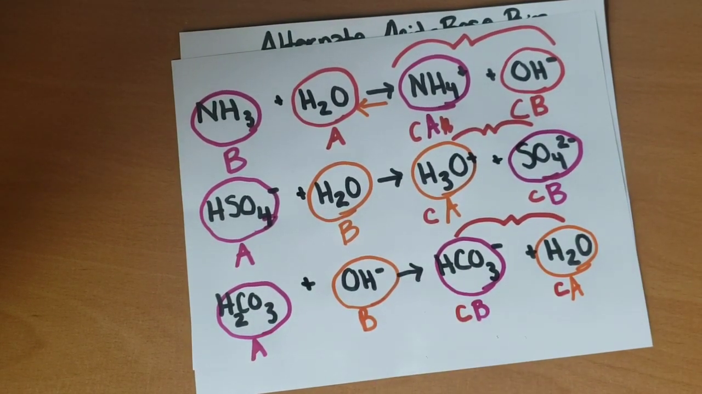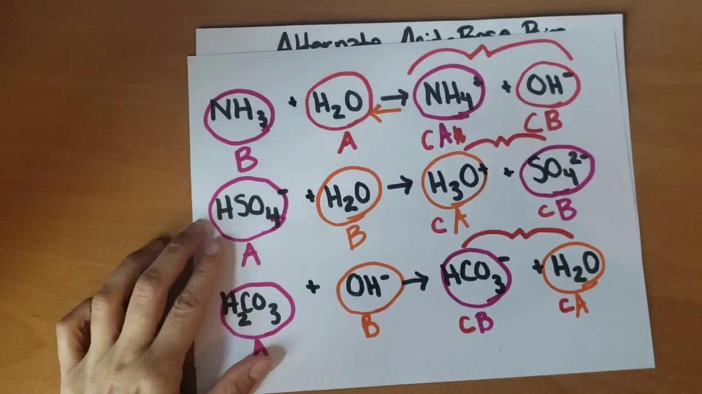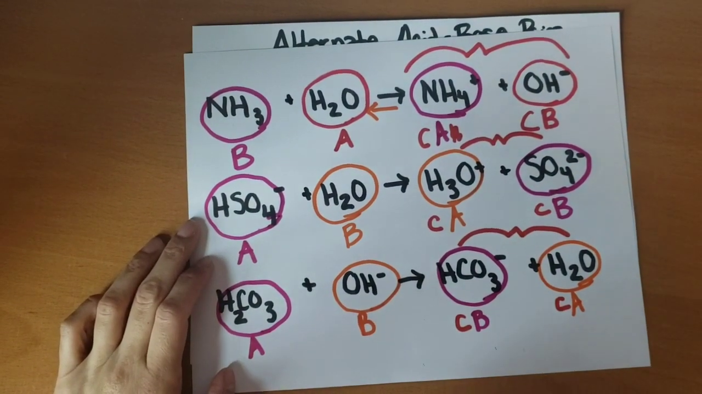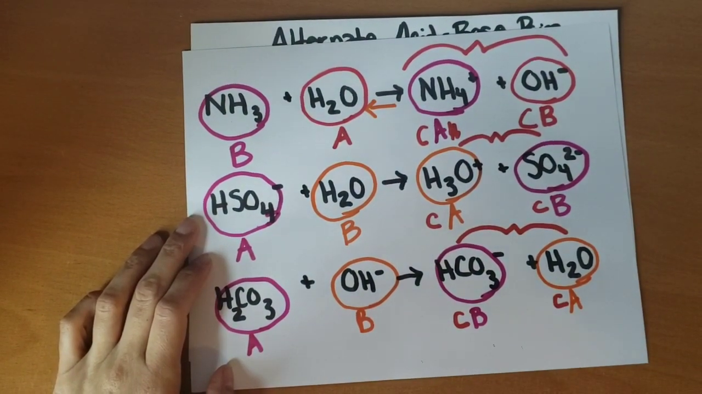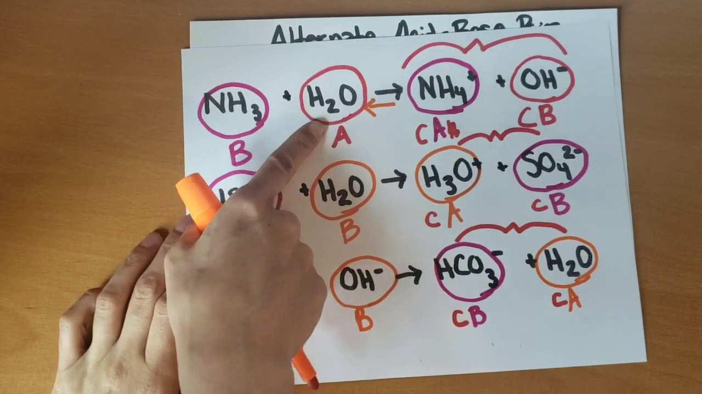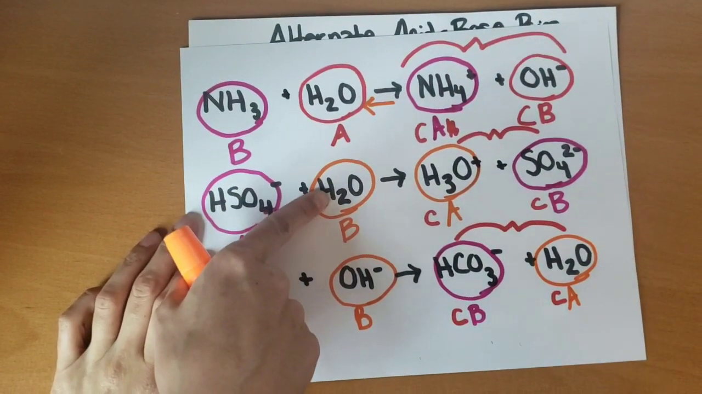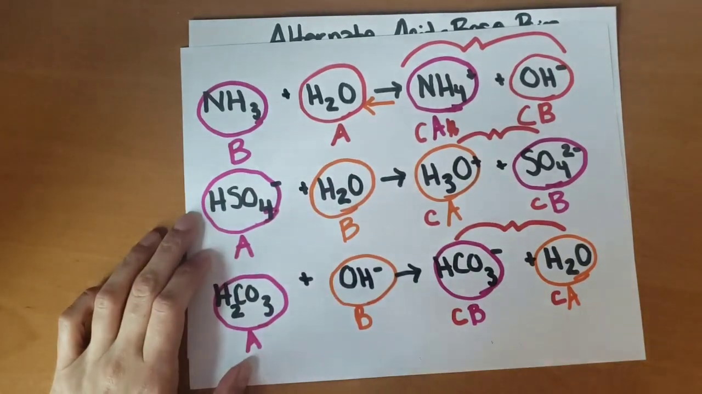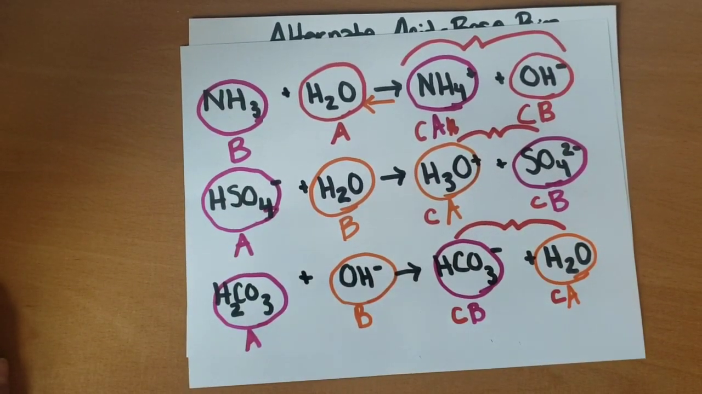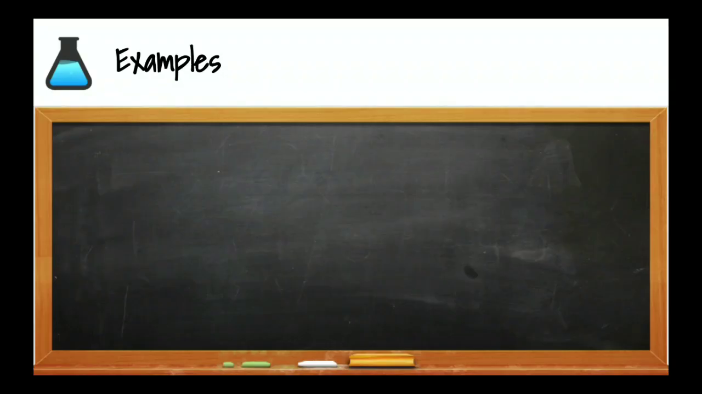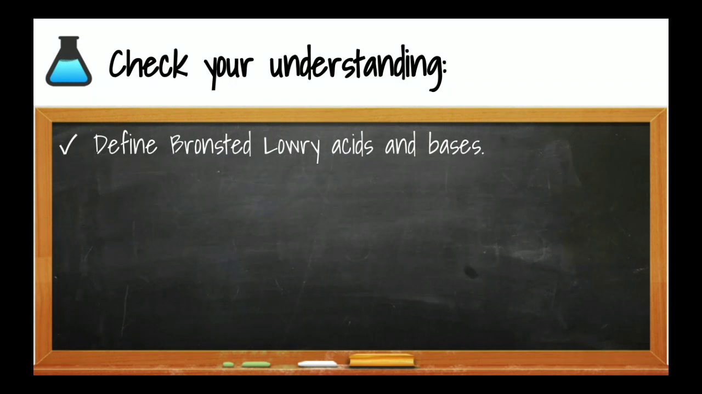Very good. So one important thing to note from Sydney's awesome work here is that in the alternate acid-base theory, sometimes water is an acid and sometimes water is a base. It really just depends on the reaction and what it's paired with. So by now, you should be able to define an alternate acid and base.